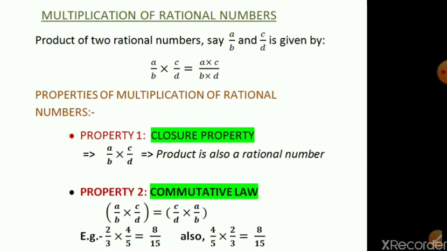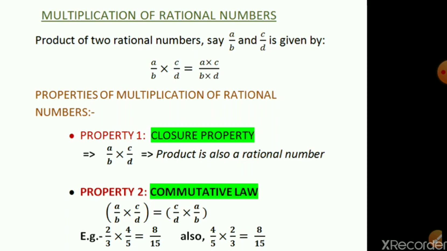Coming on to the properties of multiplication of rational numbers. Property 1 is the closure property, which states that the product of two rational numbers is always a rational number. So, whether in case of addition, subtraction, multiplication, or division, this property follows.